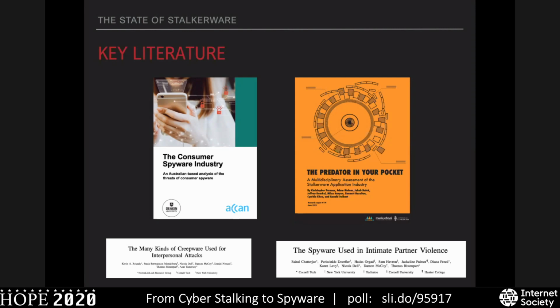These included the consumer spyware industry out of Deakin University and ACAN, the many kinds of creepware used for interpersonal attacks by researchers from NortonLifeLock, Cornell Tech, and New York University, the Predator in Your Pocket by the Citizen Lab and the Munk School of Global Affairs and Public Policy at the University of Toronto, and the spyware used in intimate partner violence by researchers out of Cornell Tech and Cornell University, New York University, Technion, and Hunter College. These are, to us, again, quite foundational, and we'd really recommend checking those out if you get the chance.